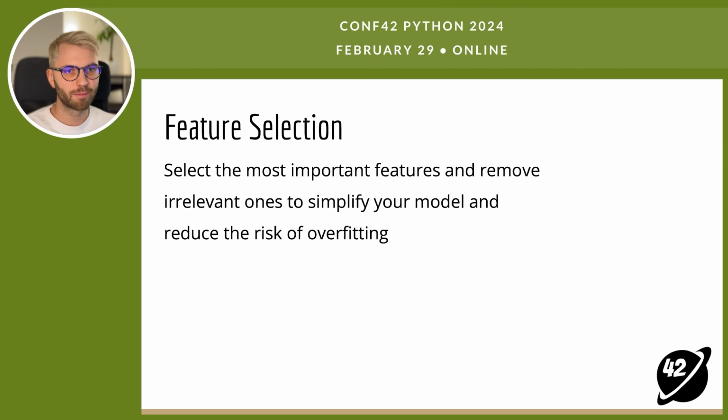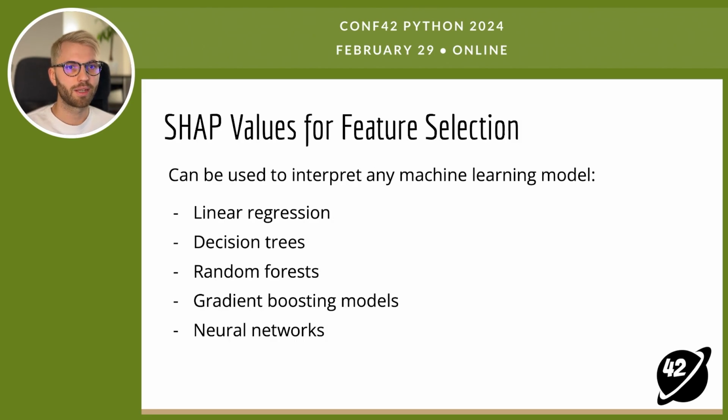By selecting the most important features and removing irrelevant ones, you can simplify your model and reduce the risk of overfitting. This not only improves the accuracy of the model, but also makes it more efficient and less complex, which can be critical for real-world applications where time and resources are limited. So one of the methods I use for feature selection is Shapley additive explanations, or shap values.